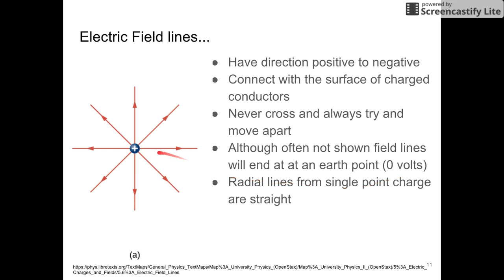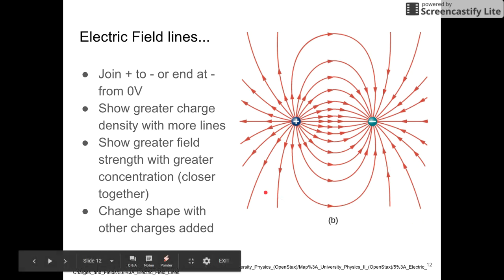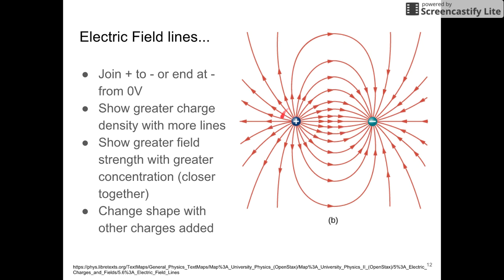And these radial lines coming from a single point charge, because they're all trying to get away from each other, are actually straight, and so you should be drawing them with a ruler. If they do join from positive to negative, you'll see they still try and keep away from each other, and so you'll end up with this bulging out here, and some would technically go all the way out to infinity and come back in the way there. The greater the concentration, the greater the charge density, there's more lines, but also there's a greater field strength if they're closer together. And it does change shape if you add other charges in. I'll be coming back to a game that you can play online to play around with different charges and different field line shapes.